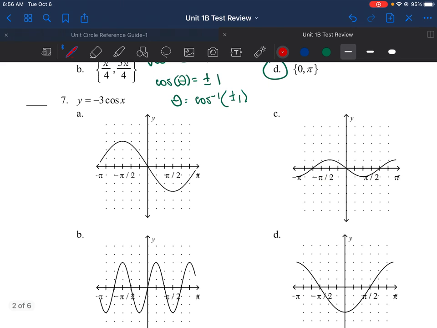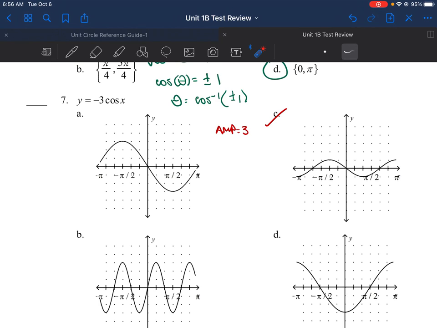All right, problem 7. Find the graph of y equals negative 3 cosine of x. Well, a couple things that we can notice here. First, the amplitude, if we took the absolute value of negative 3, should be 3. And we can go ahead and eliminate answer choice C, because the amplitude here is 1 from the midline to a maximum, or the midline to a minimum. The distance is only 1, so we get rid of answer choice C right off the bat.